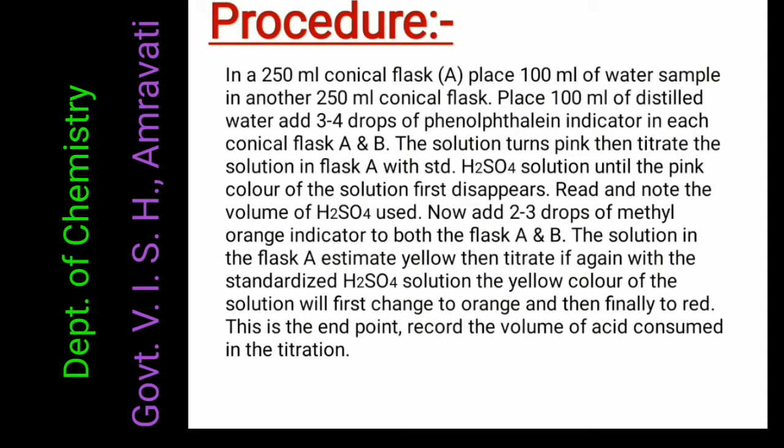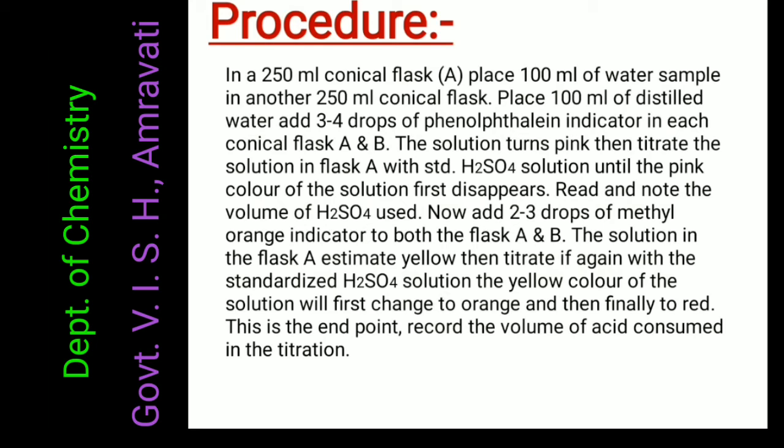Now add 2 to 3 drops of methyl orange indicator to both flasks A and B. The solution of flask A turns yellow, then titrate it again with the standardized H2SO4 solution. The yellow color of the solution will first change to orange and then finally to red. This is the end point. Record the volume of the acid consumed in the titration.